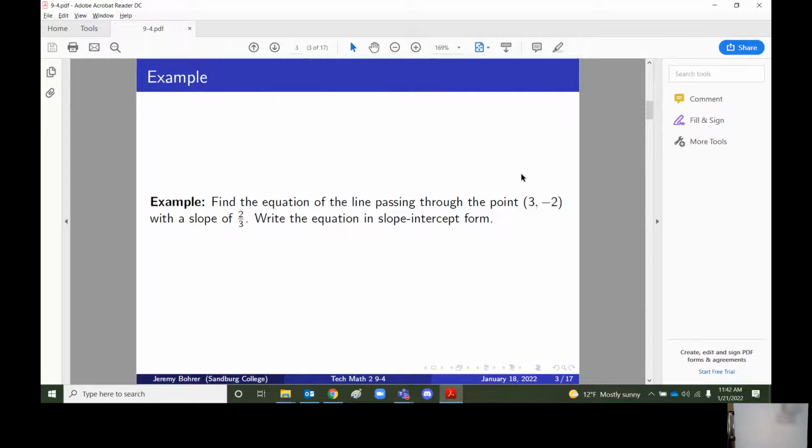In this video, we're going to look at the examples on pages 1 through 9 of the 9-4 slides. So first we've got this example. Find the equation of the line passing through the point 3, -2 with a slope of 2/3. And write the equation in slope-intercept form.